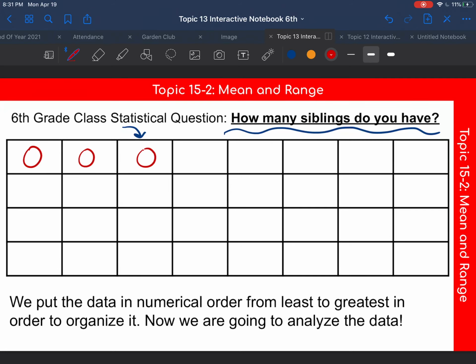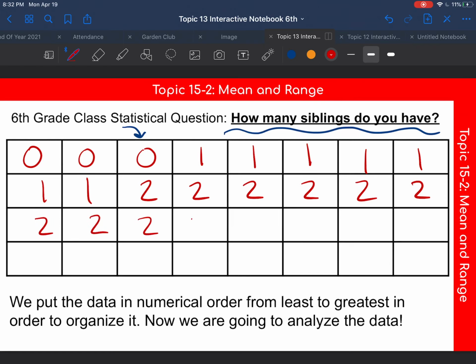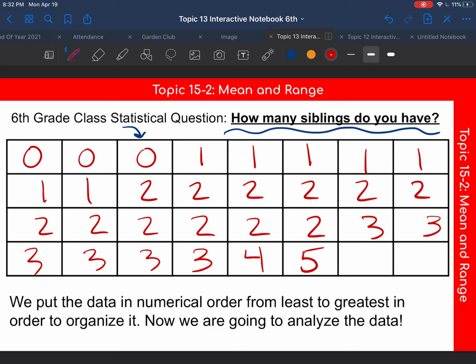So 3 people had 0 siblings. 7 people had 1 sibling, and there were a lot of 2 siblings. Let me just count real quick. 1, 2, 3, 4, 5, 6, 7, 8, 9, 10, 11, 12. 12 people had 2 siblings. And then there were 6 people that had 3 siblings. And then there was 1 person that had 4 siblings and 1 person that had 5 siblings.